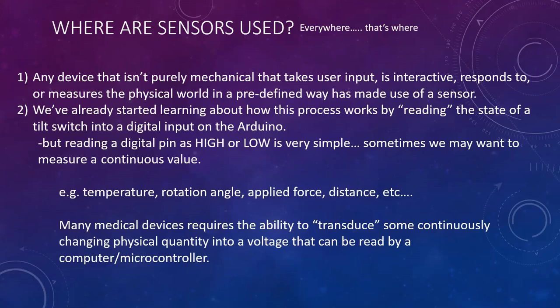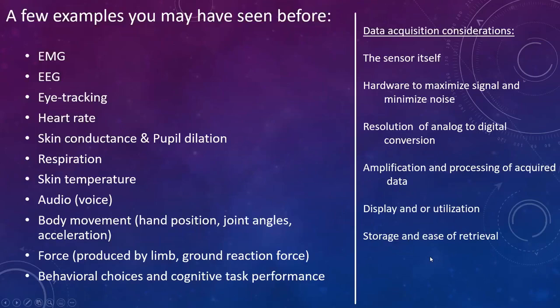It can only read 2 values, high or low, right? So because reading that digital pin is just high or low, you can't really do much more than turn things on and off. But in many cases, you'd want to know a continuous measurement, something like temperature, the rotation angle, how much force is being applied to some sensor, distance from some sensor to the wall, things like that. And many medical devices also need the ability to transduce some form of physical quantity into a voltage to be read as well. And so to give you kind of an overview of what some of the medical devices would be, I've got a kind of partial list on the side here.